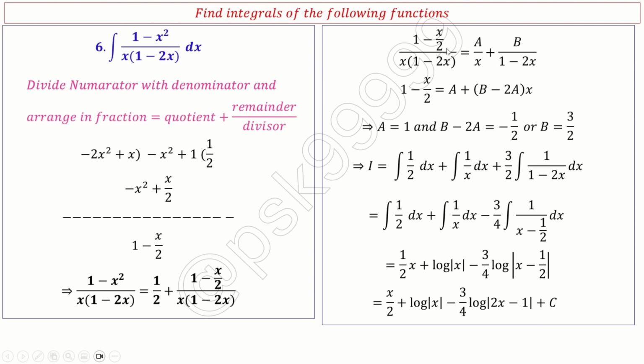You derived this, and this one you can still do further. So (1 minus x by 2) divided by x into (1 minus 2x) is nothing but A by x plus B by (1 minus 2x), right? If you solve it, you get the A and B values: A is 1, B is 3 by 2. So this whole integration is nothing but the integration of 1 by 2 dx plus the integration of 1 by x dx plus 3 by 2 into the integration of 1 by (1 minus 2x). So this is nothing but x by 2 plus log x minus 3 by 4 log of (x minus 1 by 2).